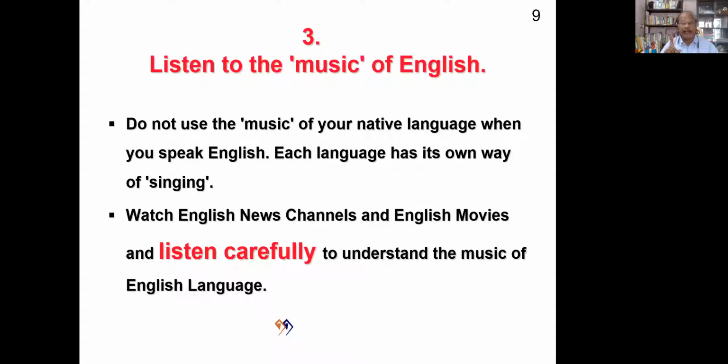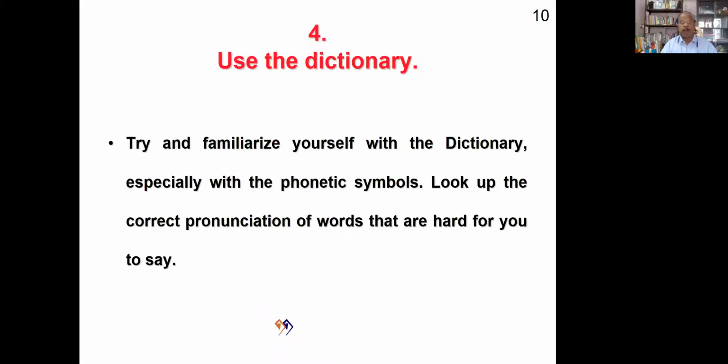Point number three, listen to the music of English. Listen carefully. The three methods to learn a language are listen, listen, and listen. The fourth point is use the dictionary. You should know how to use the dictionary. For that, you have to learn the phonetic symbols. So learn the phonetic symbols, 44 symbols, and try to use the dictionary and understand the correct pronunciation.